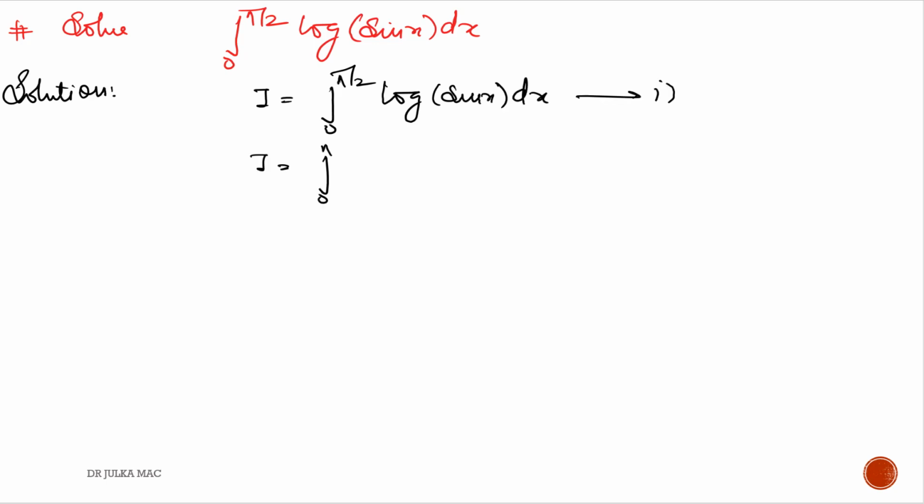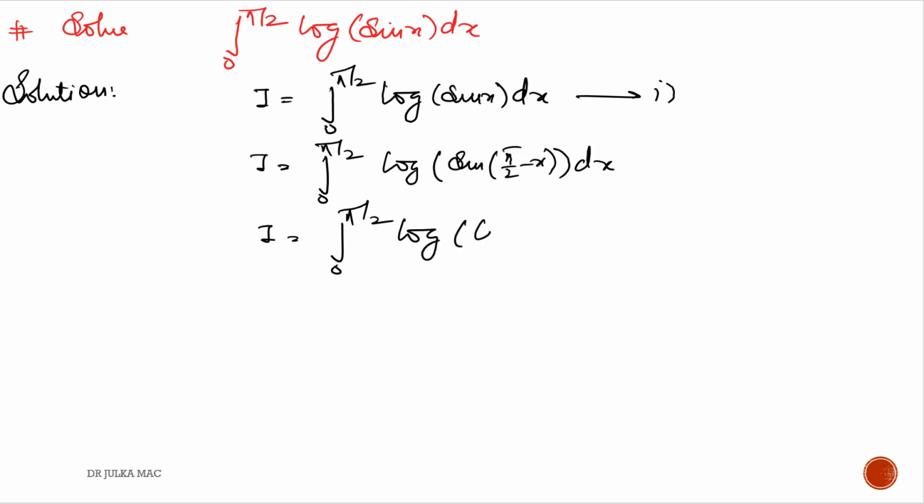Now after using the property 0 to a, f of a minus x, we will get sine of pi by 2 minus x, and sine of pi by 2 minus x is cos x, so it is 0 to pi by 2 log cos x dx. Take this as the second equation.